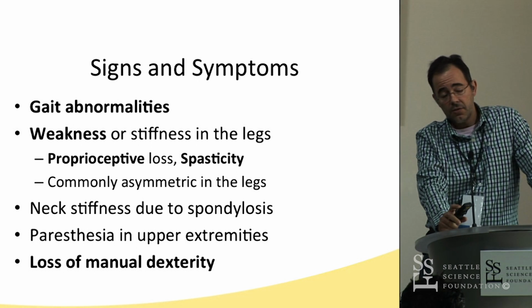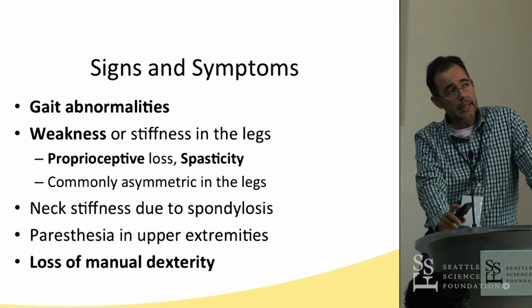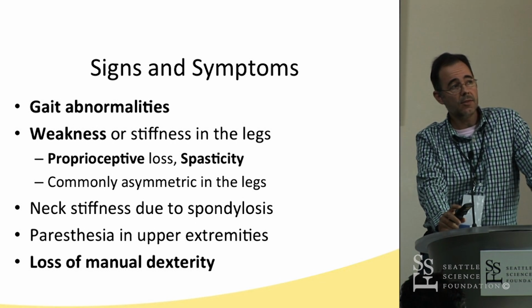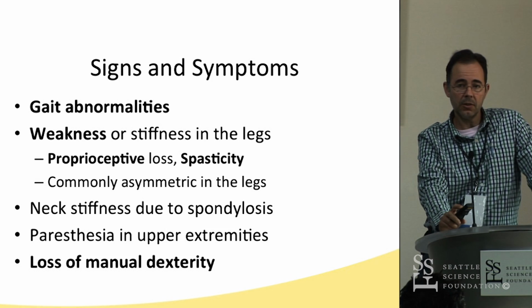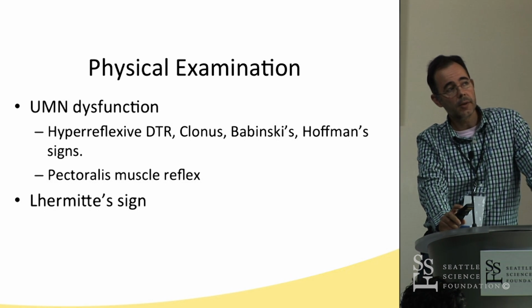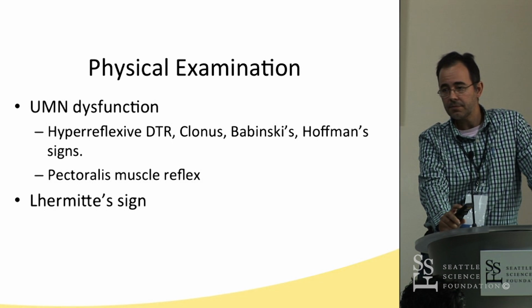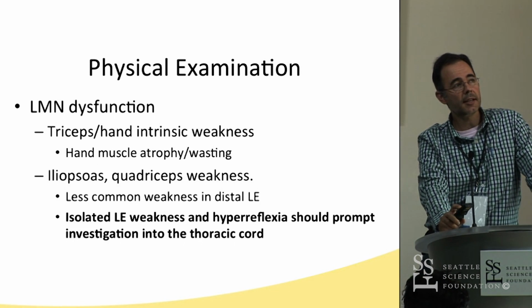So what are the signs and symptoms of myelopathy? Gait abnormalities, weakness, proprioceptive loss, spasticity, loss of manual dexterity. All of these are things that we assess in clinic on a routine basis. We look for Lhermitte sign, hyperreflexia, Babinski, Hoffman sign. All of these are things that we check.